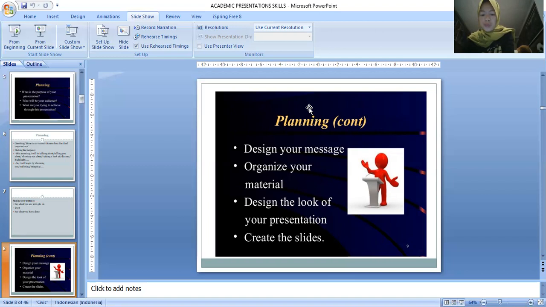They will judge your presentation a failure because it didn't meet their expectation. So designing the message of your presentation is very important. And then after that, organize your material. This is the time for you to jot all your ideas down on paper, to create an outline and rough draft of all points you will cover in your presentation.